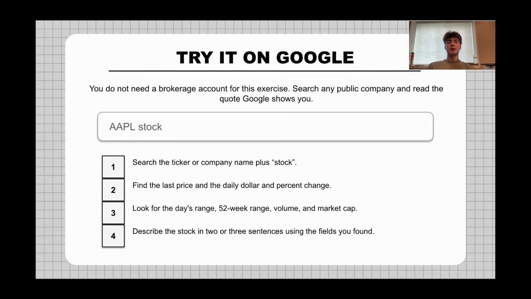Next slide. So you can try it on Google. You can just look it up. Look up Apple stock, and you can follow these directions. It should be all right there for you. If you look up the ticker, and by the way, the ticker is basically an acronym for a stock, like for example, AAPL means Apple. You don't have to fully understand that. You can just look up Apple stock too. There's no difference, and you can figure out some of this information.